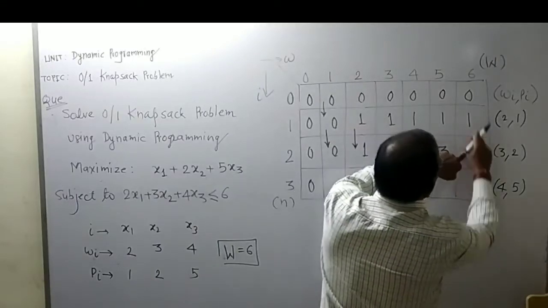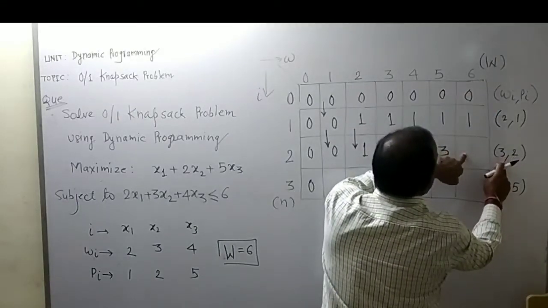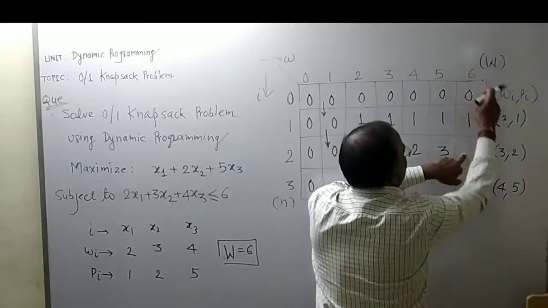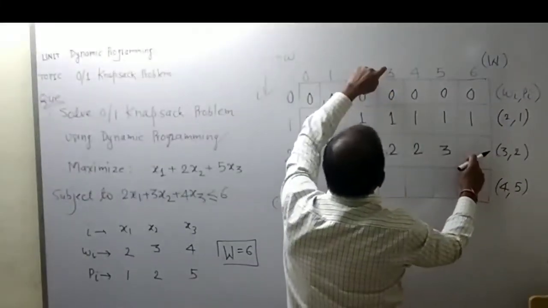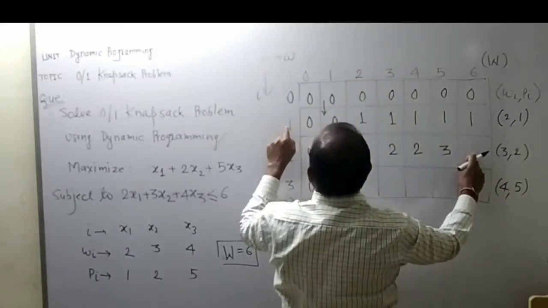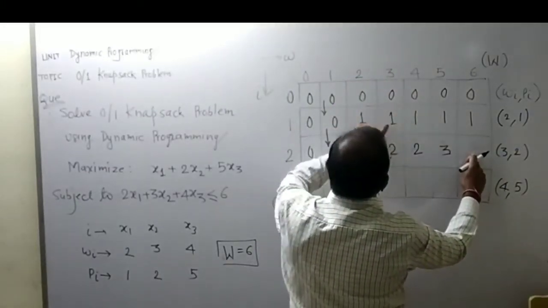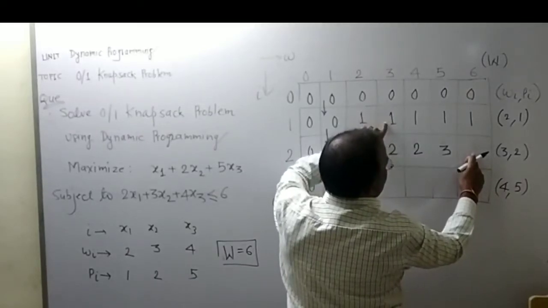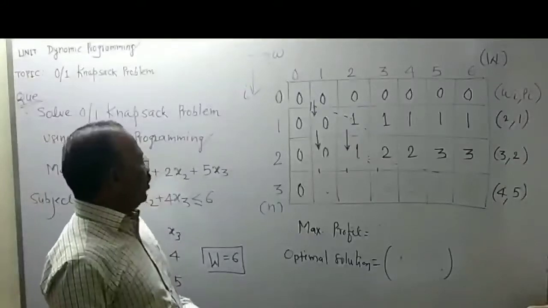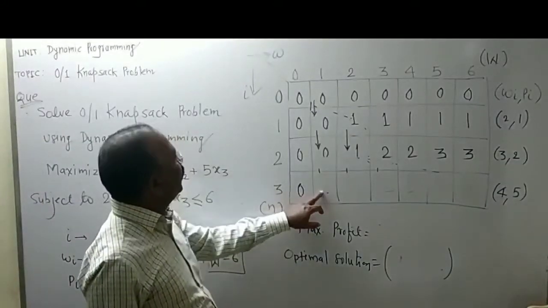Now, in a similar way, 6 is not less than 3, so that's why we get another column using 6 minus 3, that is 3. It means the column will be this, the row will be the first row, and the cell will be 1. Now add this one with 2, you will get 3.